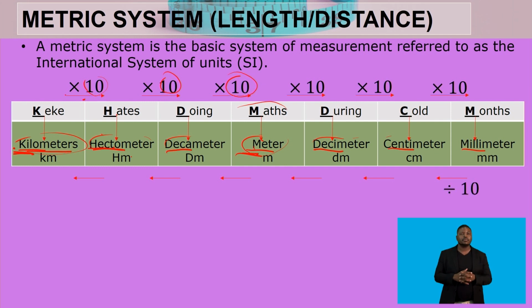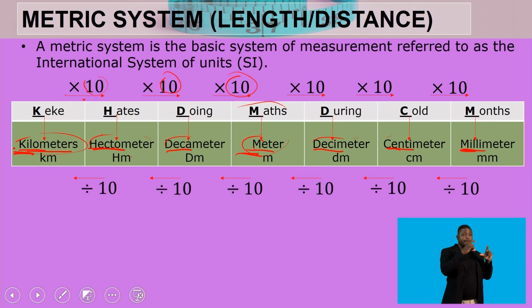Now, if I'm moving from a small unit to a big unit, then I have to divide by the number of times that I'm moving between the units. For example, moving from millimeters to centimeters, I have to divide by 10. So from big to small, we multiply. From small to big, we divide. For each and every unit we multiply or divide by 10.